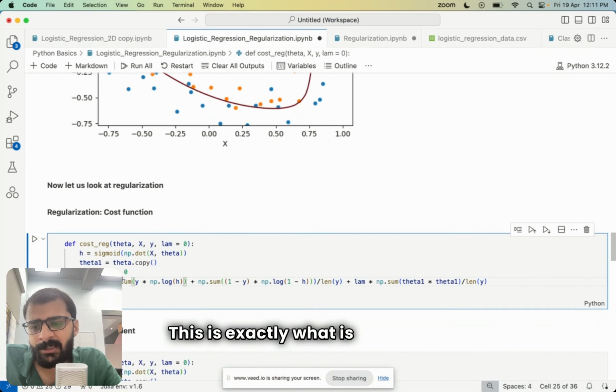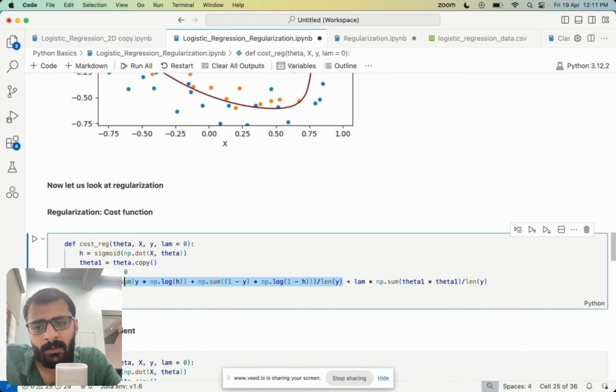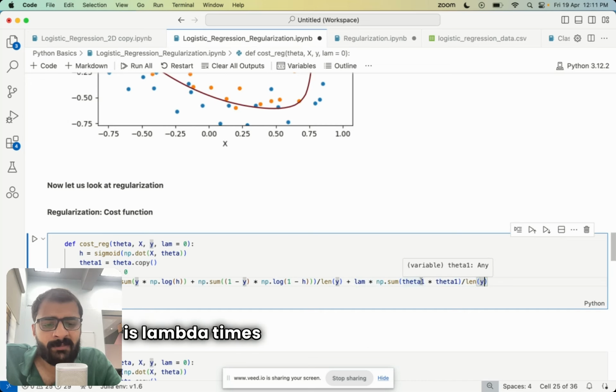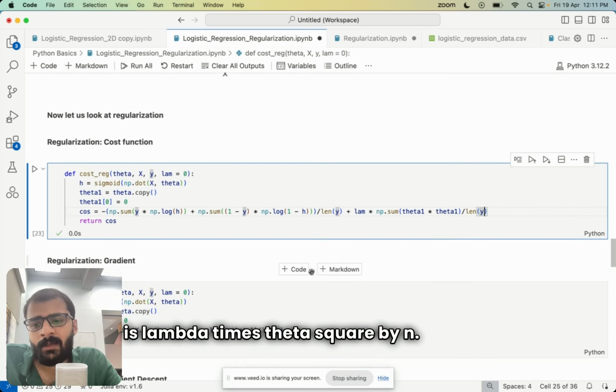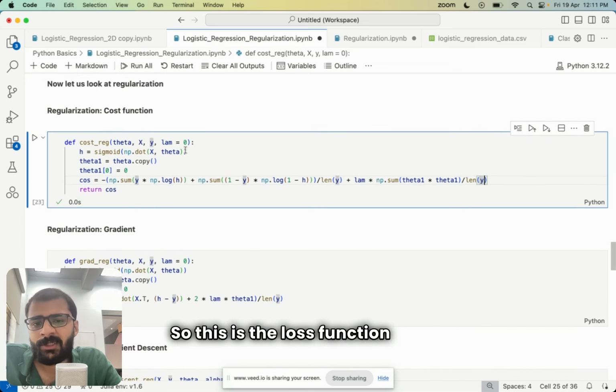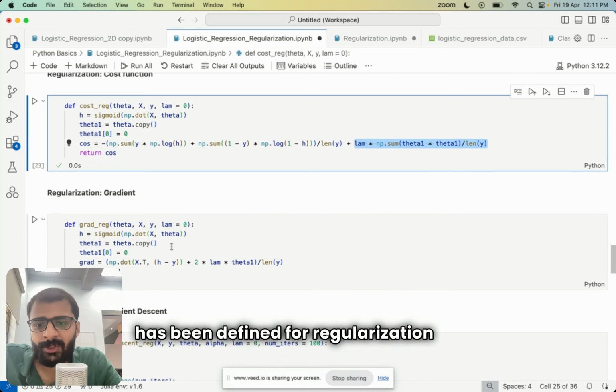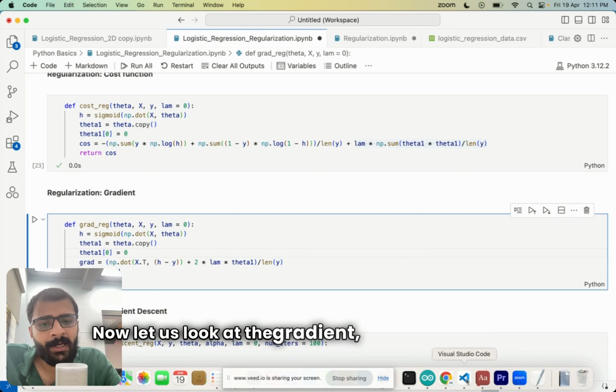This is exactly what is done here. This is the cross entropy loss up till here. But we add one more term here, which is lambda times theta square by n. Correct? So this is the loss function which has been defined for regularization. Then now let us look at the gradient.